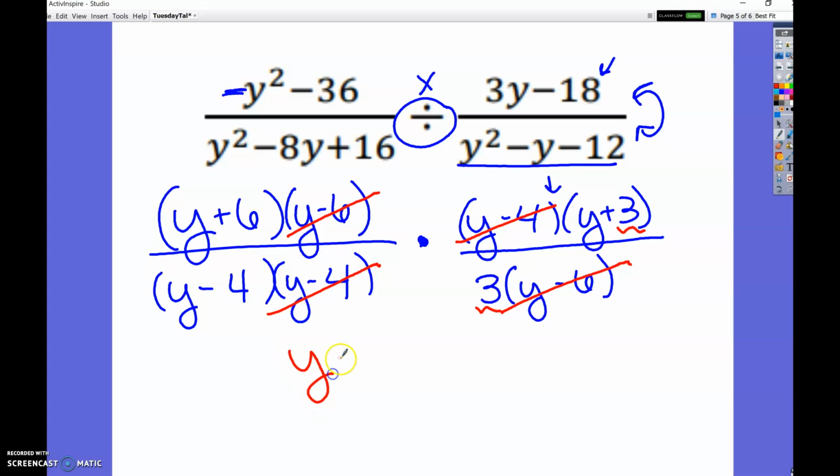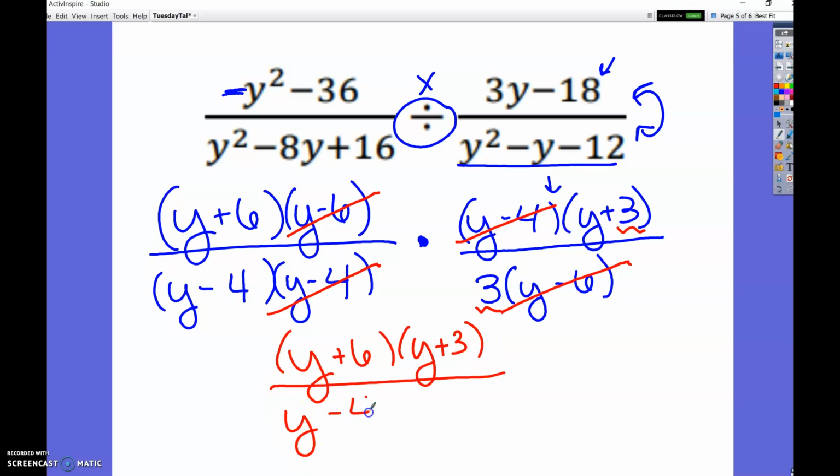So my top would be y plus 6 times y plus 3 all over the denominator of y minus 4 times 3. And I'm going to stick that 3 out front here because I prefer to have my coefficient out front. And this is your final answer.